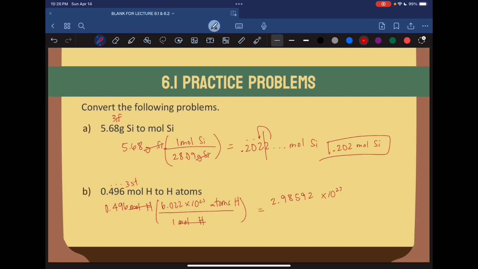If I'm rounding to 3 sig figs, 1, 2, 3, how does this 5 influence that 8? It's going to round up. So I'm going to get 2.99 times 10 to the 23rd atoms of hydrogen.